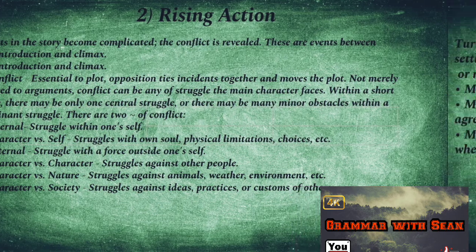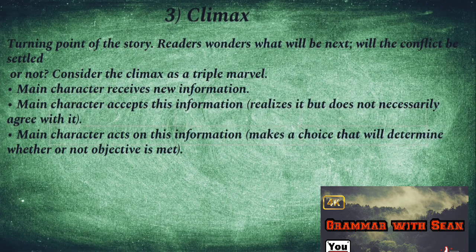Now, for number 3, we have the climax. It's the turning point of the story. Readers will wonder what will be next. Will the conflict be settled or not? Consider the climax as a triple marvel. The main character receives new information, accepts this information, realizes it but does not necessarily agree with it, and the main character acts on the information or makes a choice that will determine whether or not the objective is met.